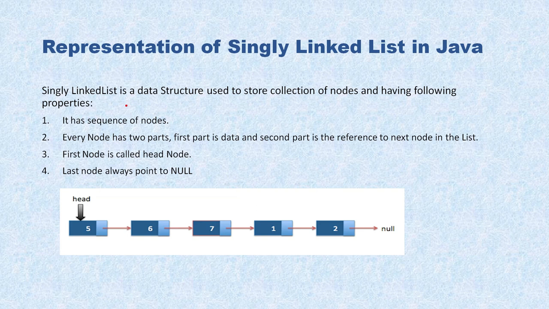If you look at the pictorial representation, this linked list has 5 nodes: 1, 2, 3, 4, 5. The first node is always called the head node. Every node is made up of two parts. The first part holds the data, and the second part holds the reference or address of the next node.